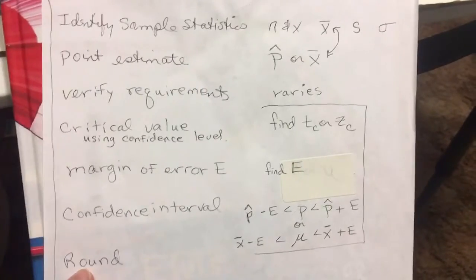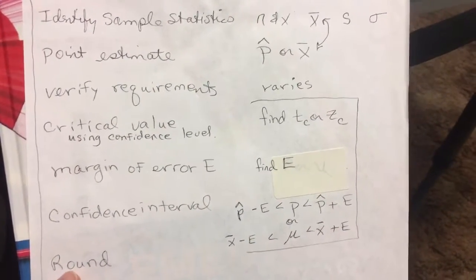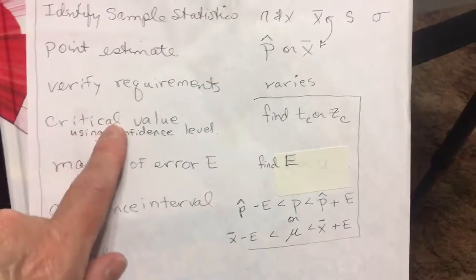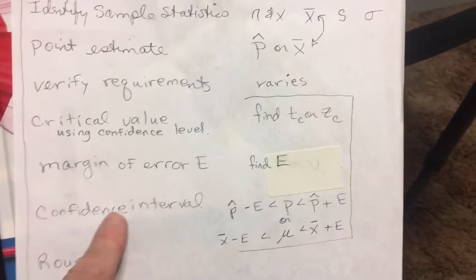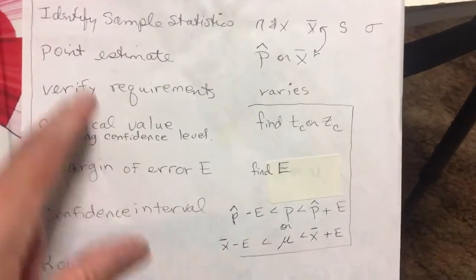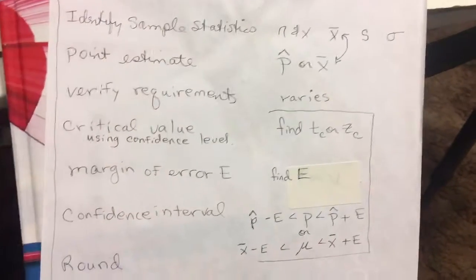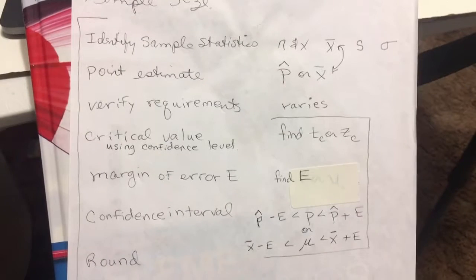That is the pattern of what we're doing here, and we're going to do it over and over and over again. Sometimes you're going to just find the critical value. Sometimes you're going to find the margin of error. Sometimes you're going to find the confidence interval, which involves those things. Sometimes you're going to find the point estimate. But this is a big picture of what's going on here.